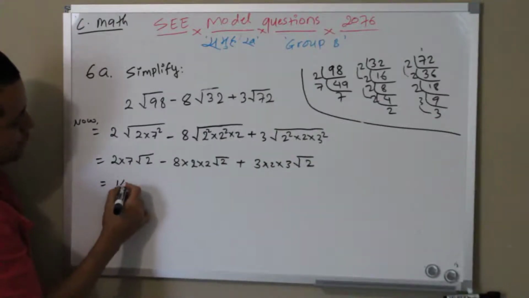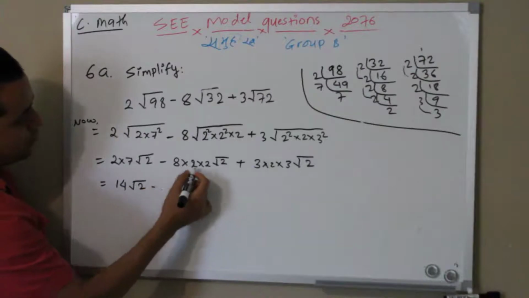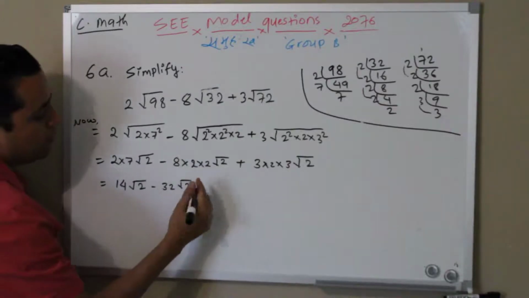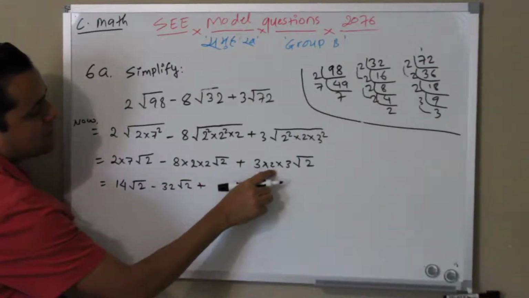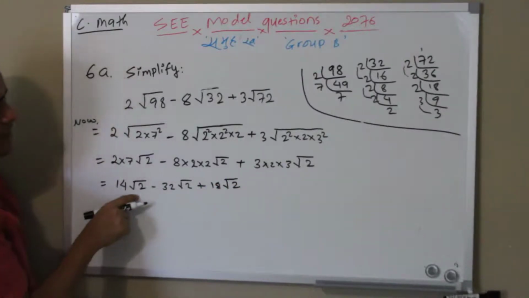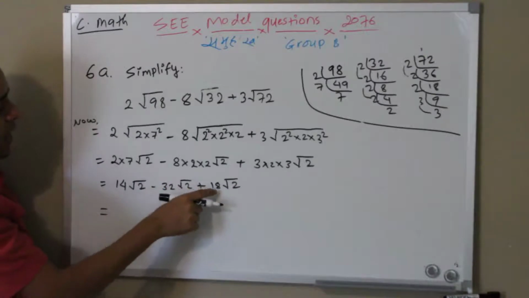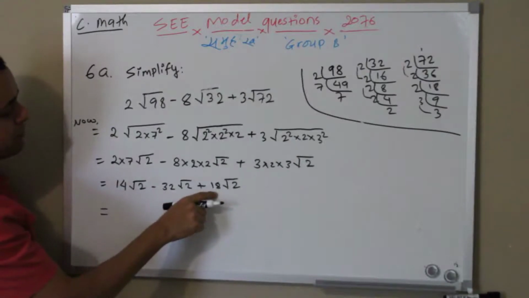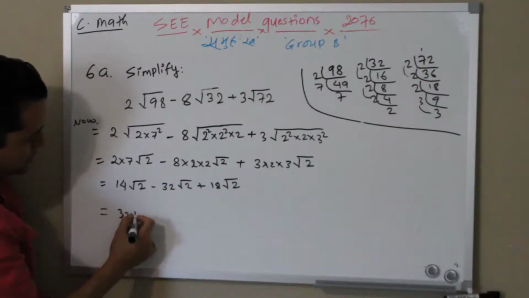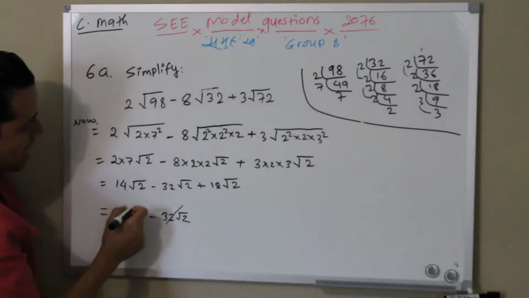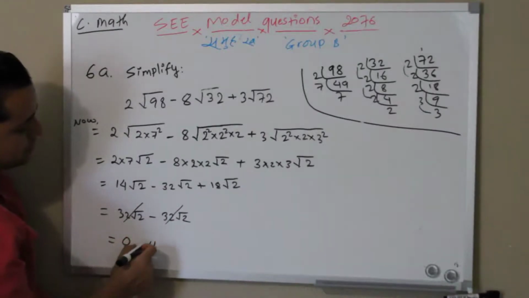So now multiply this. 14 square root of 2 minus 32 square root of 2, because 8 times 2 is 16 times 2 is 32, plus 3 times 2 is 6 times 3 is 18 square root of 2. Now it is in the simplest form, right? Every radical is in the simplest form. Now you can just simplify, since this is positive, positive 14 and positive 18 is 32 square root of 2 minus 32 square root of 2. So they cancel out. This is the answer.